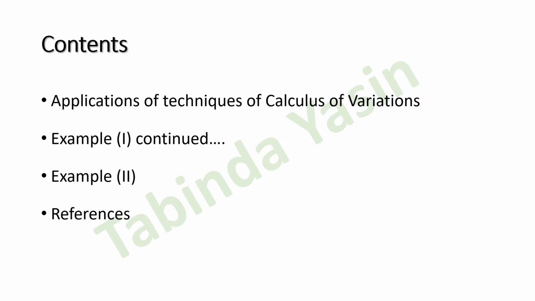We're going to start from the contents. We're going to discuss the applications of techniques of calculus of variation. There is the first example that is previously continued. We discussed the shortest distance between the points, and the second example, and in the last we have references.